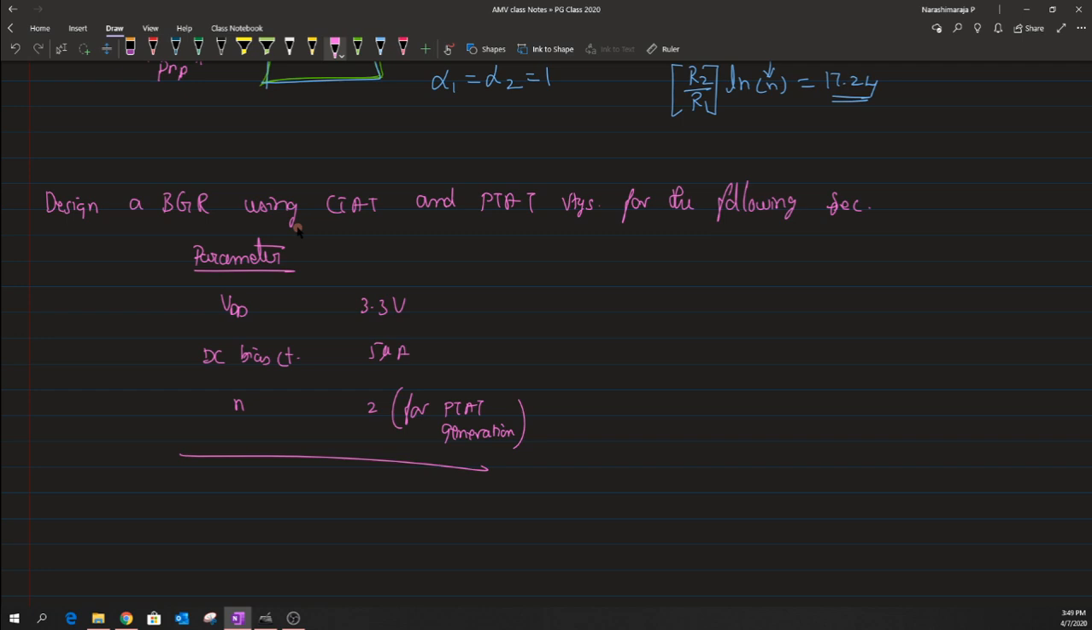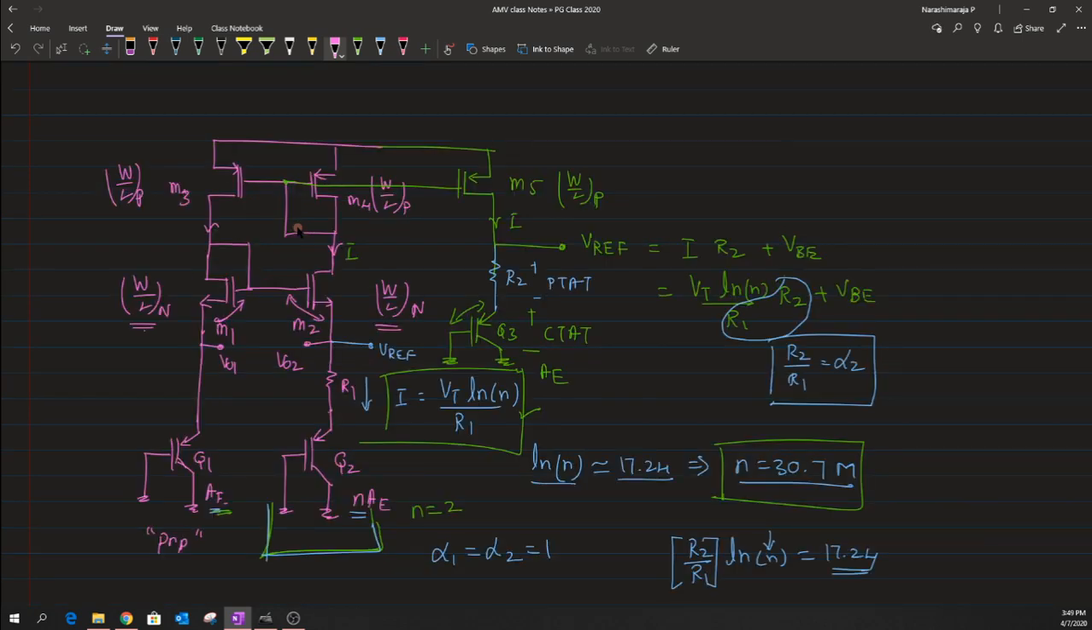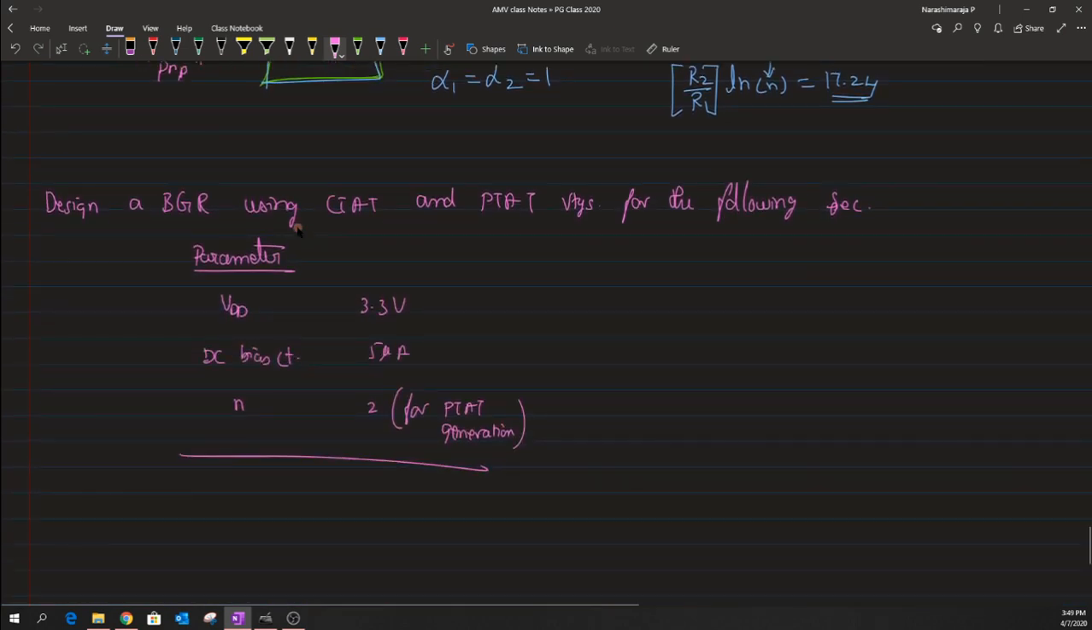Which means that for this given problem statement, one has to use this BGR which has been built by making use of this supply independent source. Because the supply independent biasing circuit ensures that both these branches receive the same current, and in the question there is only one DC current being given.